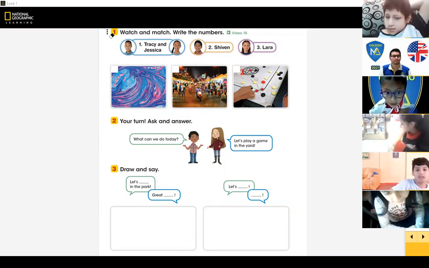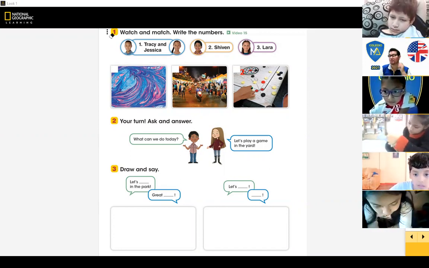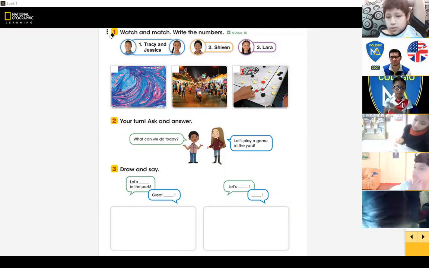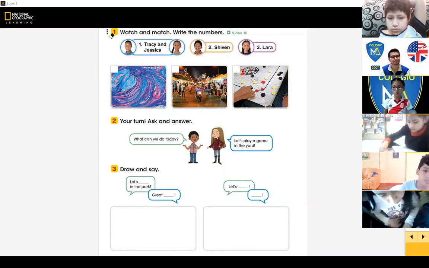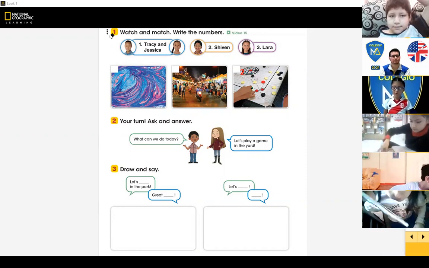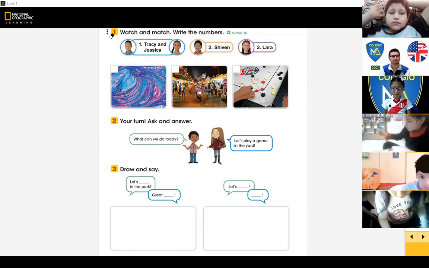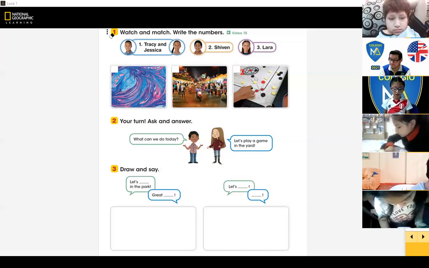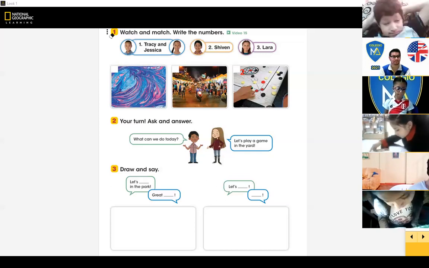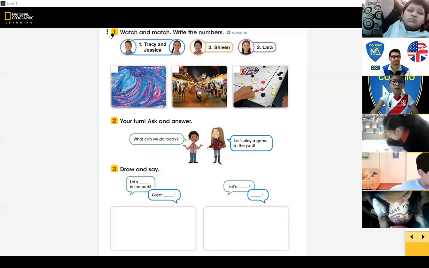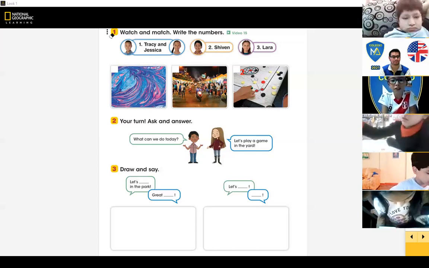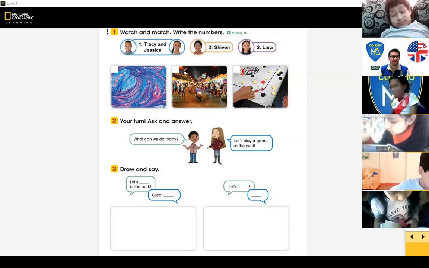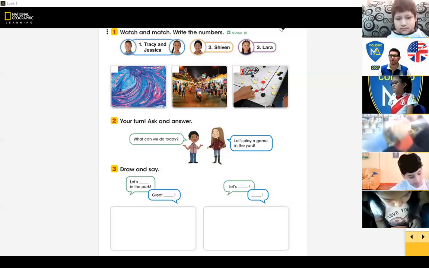Let's play a game. Okay, let's play a game. Something else besides let's play a game, which she is already suggesting here. What else can you suggest? What do you think, Allison? Let's play soccer. Oh, let's play soccer. Great idea. We can play soccer in the park, right? Excellent. Thank you very much, Allison.